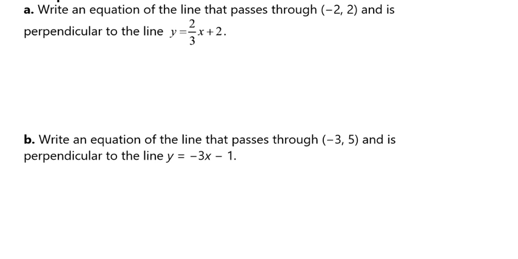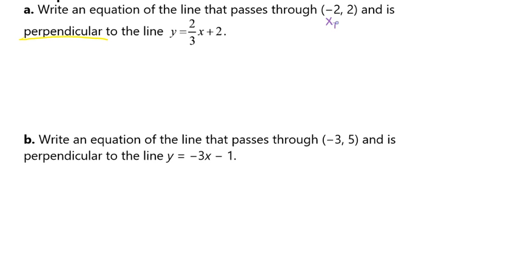In this video, we're going to go through how to write the equation of a line that passes through a point when you're given a line, but we want the equation that we write to be perpendicular. So we're going to do a couple examples to help us learn how to do that. So we're going to write an equation of a line that passes through the point -2, 2 and is perpendicular to the line y equals 2/3 x plus 2.